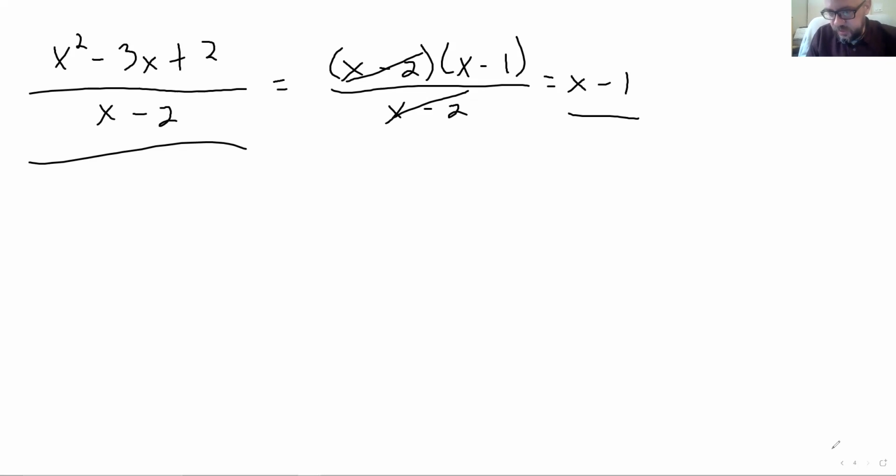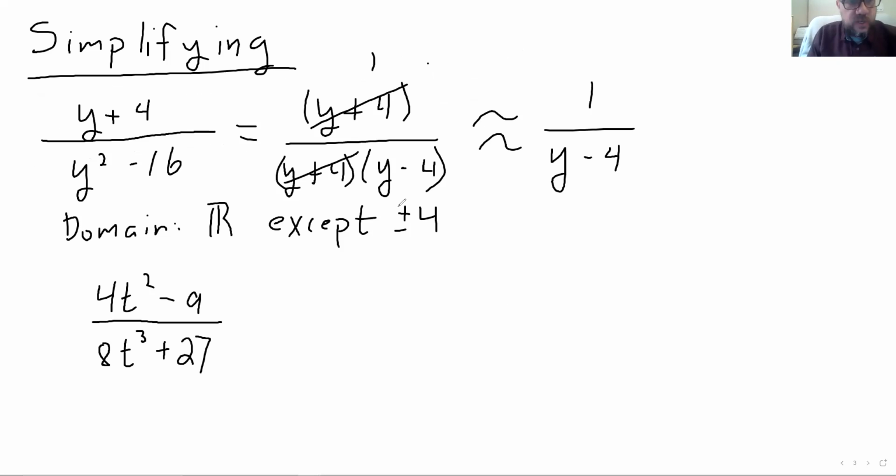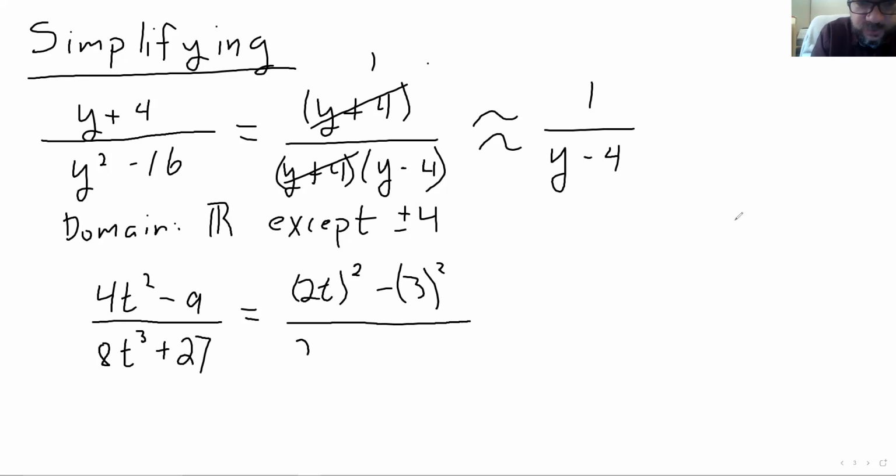All right, so let me do one more example of simplifying here. It's time to try and remember everything that you learned from factoring. These are a couple of special factoring formulas. Notice that my top here is a difference of squares, right? So I'm going to rewrite this. This is (2t) squared minus 3 squared. And the denominator is (2t) cubed. That's a cube, believe it or not.